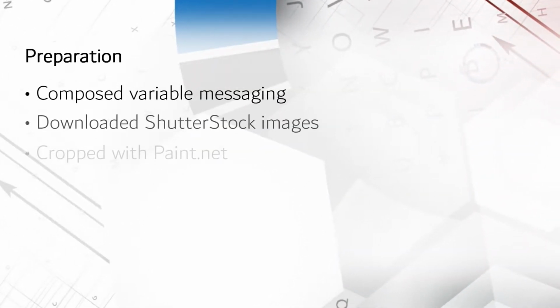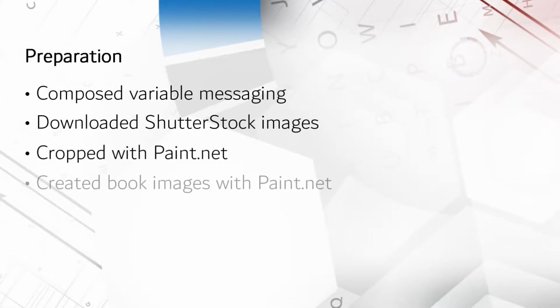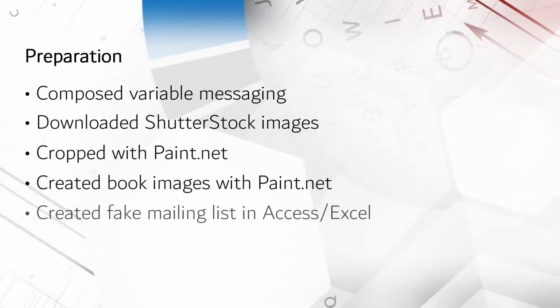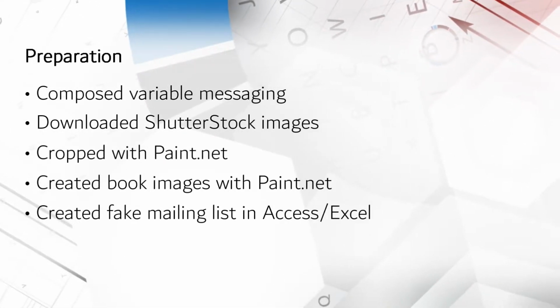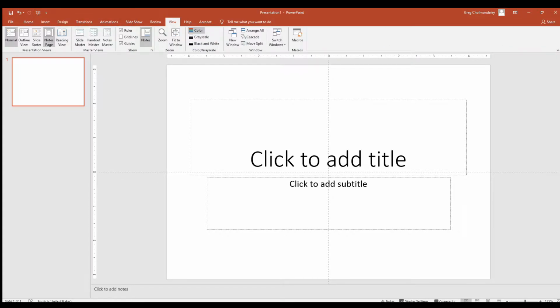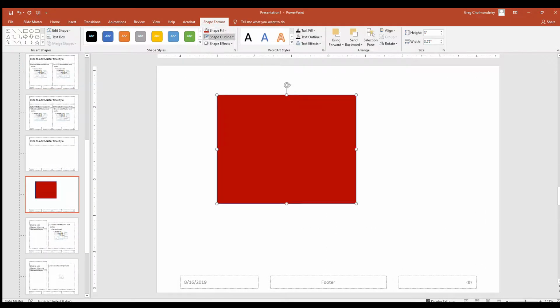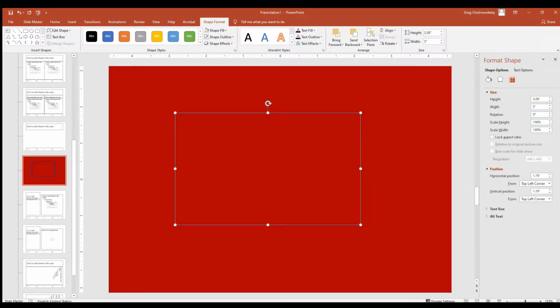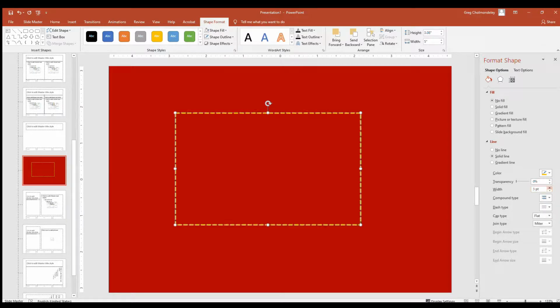I've already written my variable text, downloaded and cropped some Shutterstock images using paint.net, and created a mailing list file. I'm going to design this oversized full-bleed 6x9 postcard in PowerPoint. I set my slide size to 6.25x9.25. Next, I'll go into the slide master view, open my blank layout, fill it with a solid red box, and add a 6x9 dashed box as a sort of cropping guide.